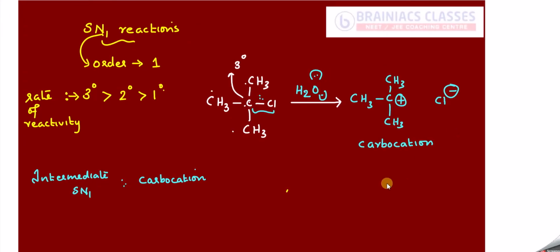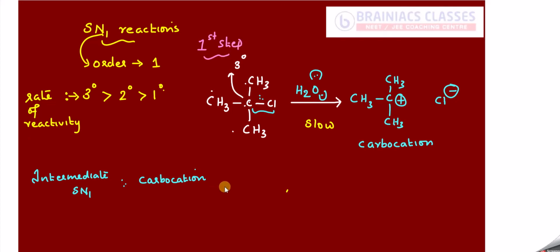So I hope until now it is clear for everyone. Okay, so we got a carbocation as the intermediate. Now we know that this is a slow step. The formation of carbocation is a slow step. And this is the first step of the reaction. Okay, let me draw with a different color. So I can say this is the first step of the reaction.